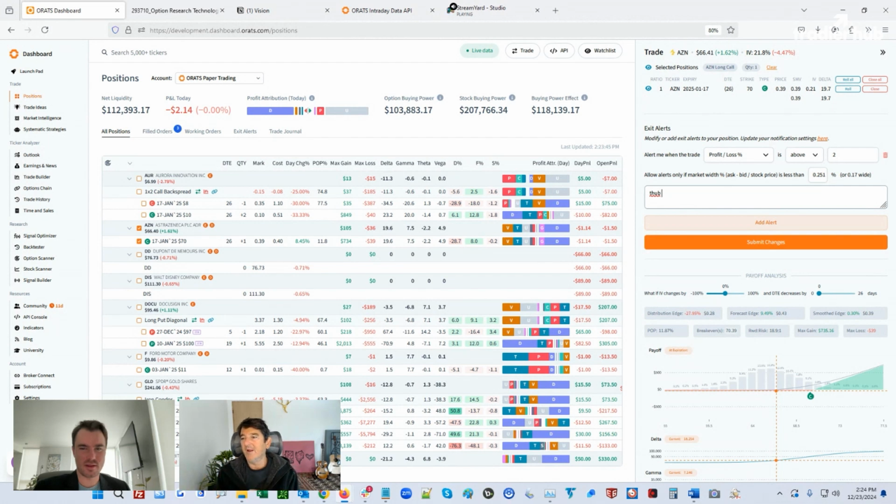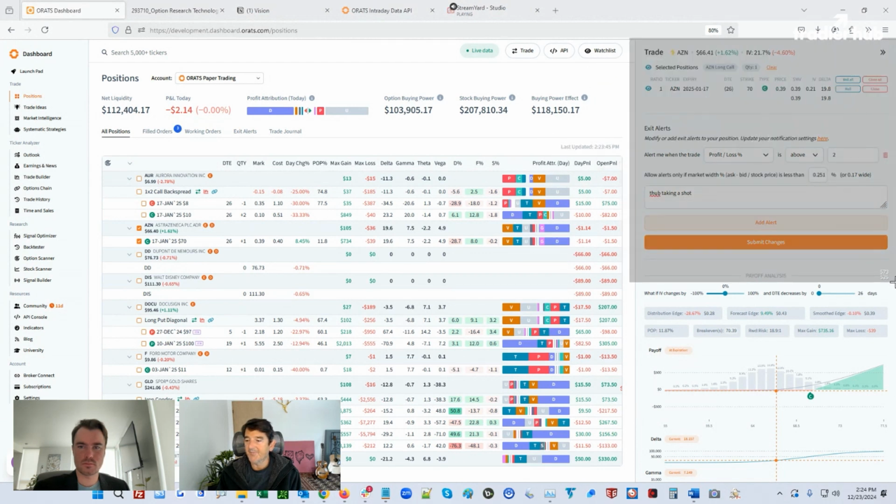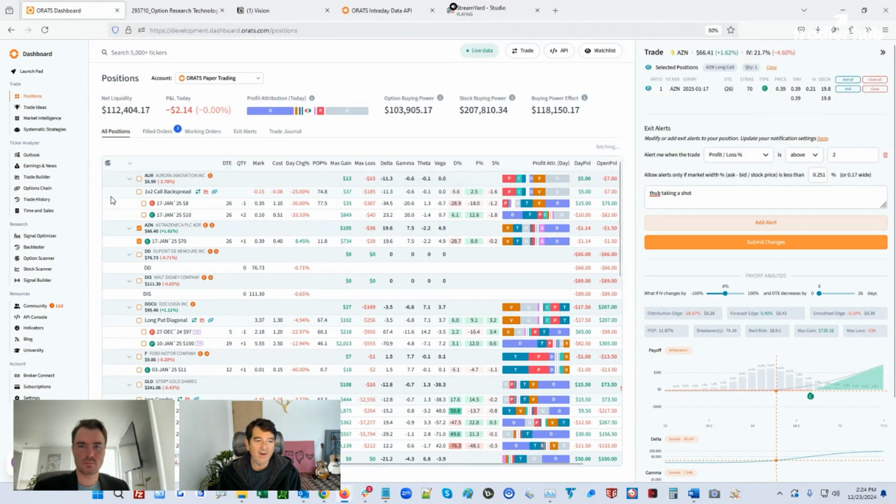It's a shot, because you don't want to get out at 25%. This is one of the ones that you could likely lose. Delta, if you use that as a proxy for the percent probability of being in the money, it's only a 1 in 5 shot, 20% chance. So we're taking a shot. I like to put a note on why we're doing specific trades. So I'll submit that, and now we have our alert in, and I think that's a good show.